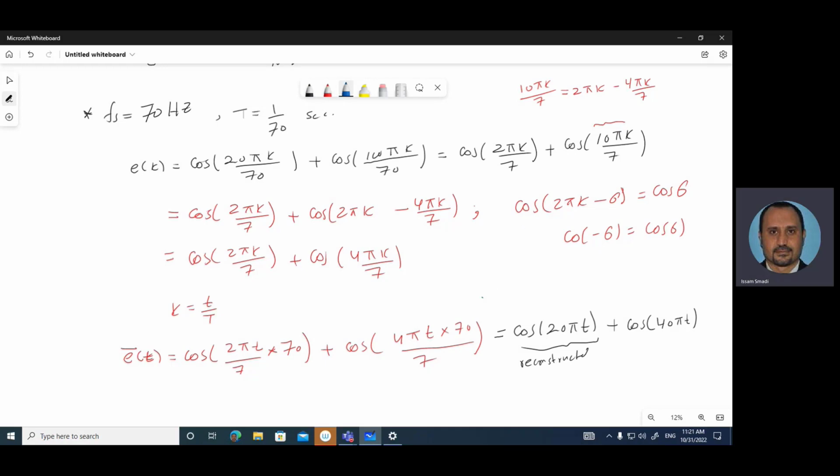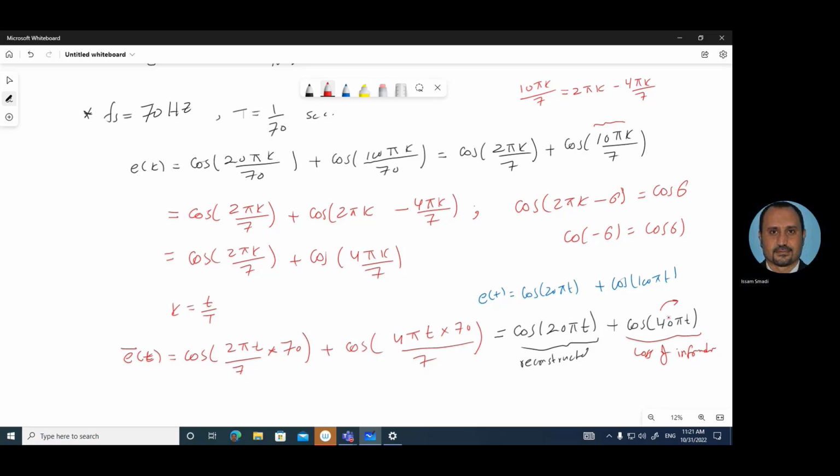If I recall, E of t was equal to what? Cosine 20 pi t plus cosine 100 pi t, correct? But simply here, I'm having what? Loss of information. Yes. Loss of information. Here, the frequency is what? 20. So simply this means that I reconstruct a signal with a different frequency. Correct? But any signal that has a frequency less than half, yeah, the sampling rate, I can reconstruct.